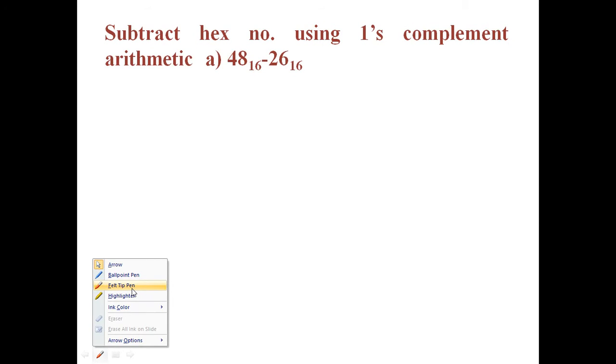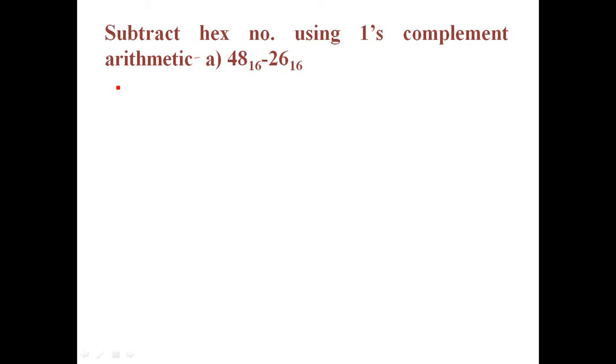We have to subtract 48, that is in hexadecimal, minus 26 in hexadecimal. So for doing subtraction, first we have to find the complement of the subtrahend and express it in hex, and add it to the minuend. So let us do this example.